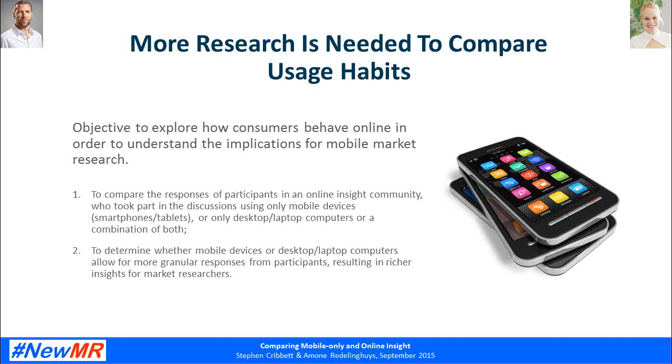For the first group, we instructed them to only use mobile devices. So that could include a smartphone or a tablet. Another group, we told them to use only desktop or laptop computers. And then for a third group, they were like our control group. We told them that they can use a combination of both devices. They can choose which one they want to use. There were no specific instructions in terms of what they had to use.